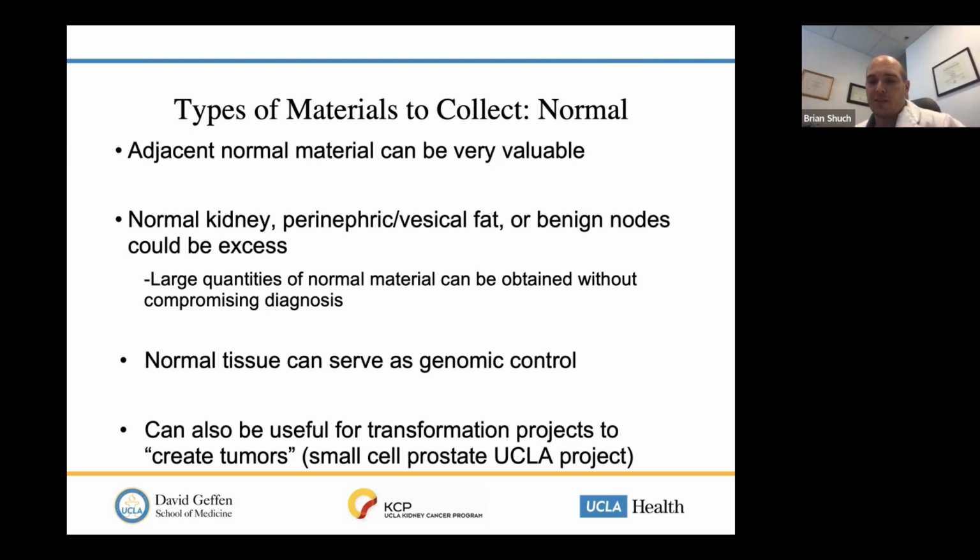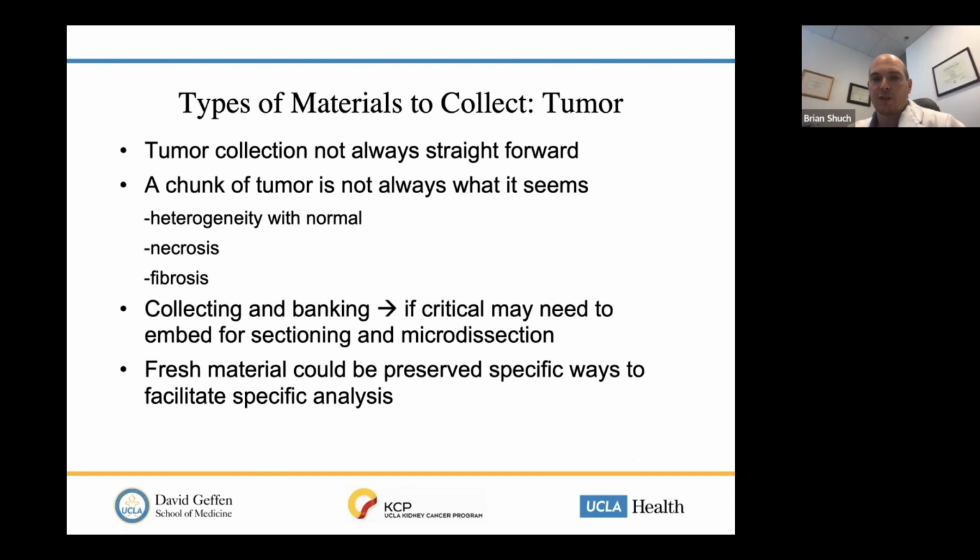We're also doing stuff here. We have a DoD grant where we're actually transforming the normal. My buddy Andrew Goldstein has transformed normal prostate into small cell prostate cancer. We're trying to separate different parts of the nephron, hopefully something that will be useful in the future. So the normal is potentially very useful for a lot of different things.